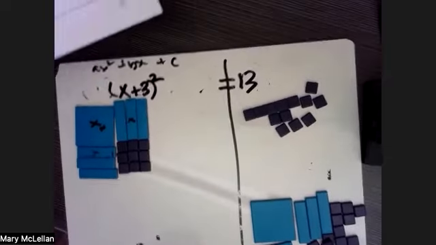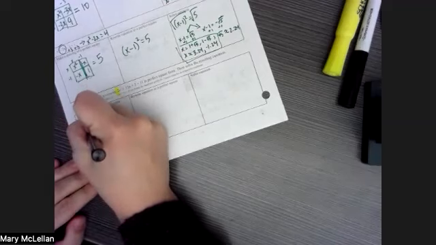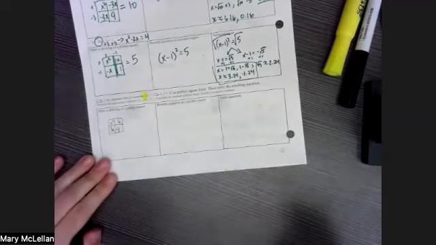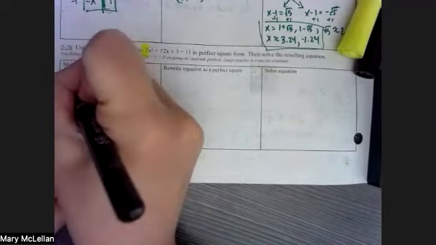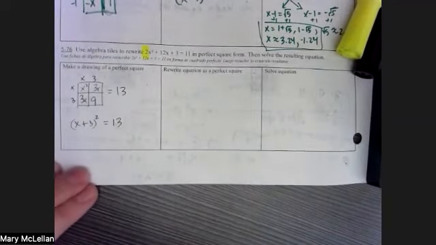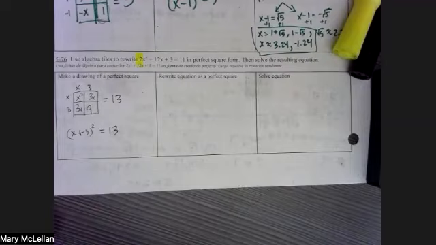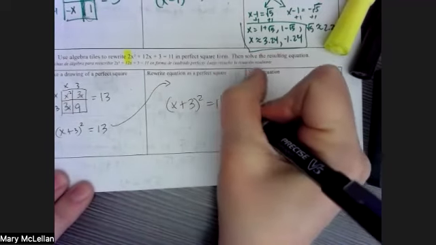Okay, I'm going to write my results here. I'm going to make a drawing of my perfect square equation, the one that we finished with. So this is x squared plus 3x, 3x, and 9. I should zoom in again since I'm back to paper. Equals 13, which gets me x plus 3 squared equals 13. That's my equation written as a perfect square. X plus 3 squared equals 13.